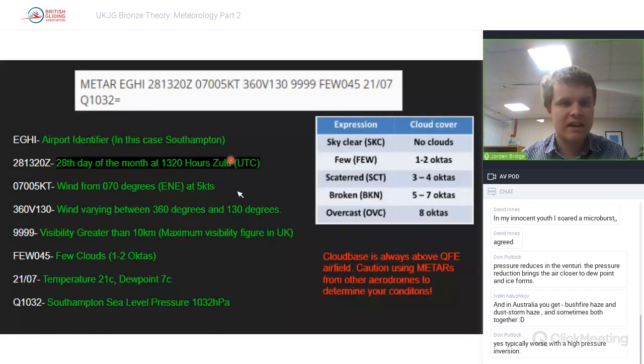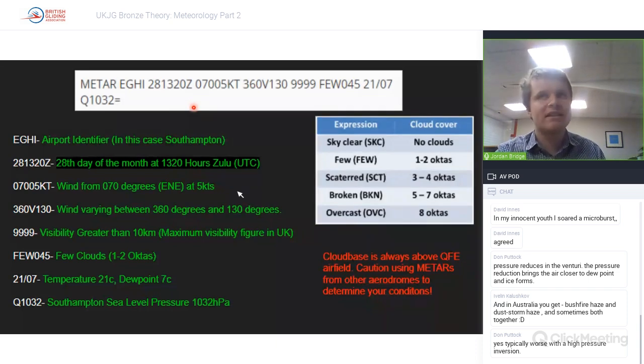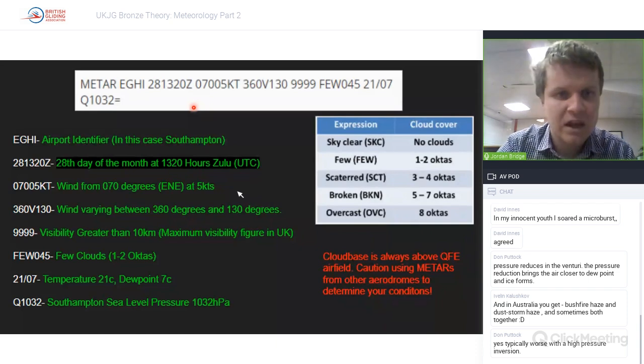Here we go with a METAR. So I've just broken that down for you. This is obviously an actual report, a meteorological report at the time. We're looking at the 28th day of the month at 13:20 Zulu. Weather reports are always done based off Greenwich Mean Time. Even down in Australia, they're still using that.